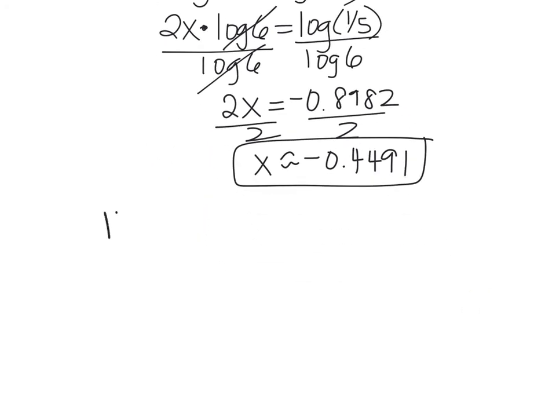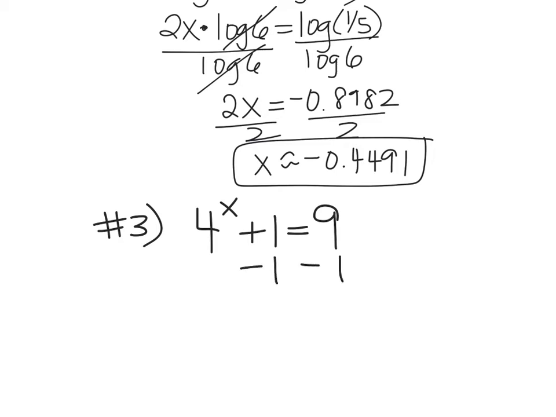Number 3. Okay, suppose I have 4 to the x plus 1 equals 9. See, this is the first one that we've had that our power's not isolated yet. So we need to subtract 1 from the other side to start off with. So we get 4 to the x equals 8.